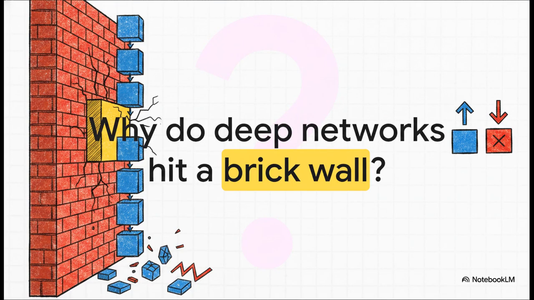Before we get into the weeds, think about this. Why do traditional neural networks just hit a brick wall when we try to make them deeper? As machine learning engineers, our first instinct is usually, hey, just add more layers. But with certain traditional models, scaling up doesn't give you better accuracy. It actually destroys your model. So why exactly does that happen?